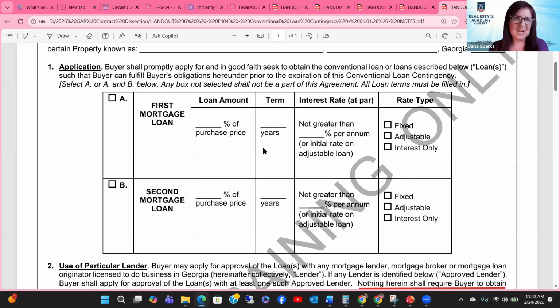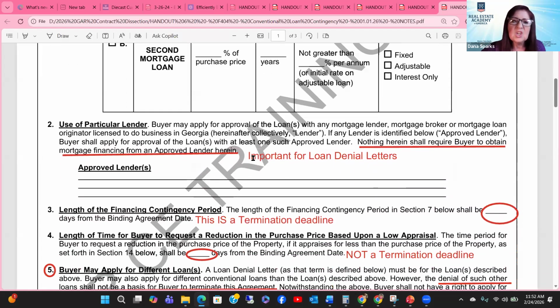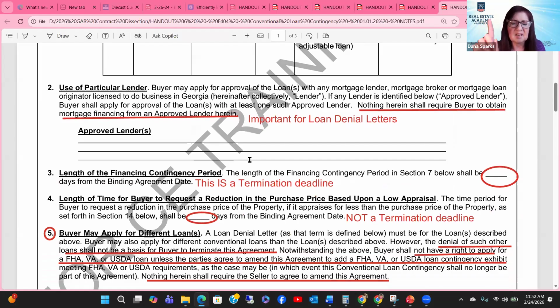You fill out this information, and you have to fill out this information. Buyers shall promptly apply for and in good faith seek to obtain a conventional loan described below and fulfill their obligations hereunder, meaning with respect to this exhibit, with all of this. So you fill in the loan amount, percent of, you guys know how to fill this out. Use of, I'm going to come back to that in a minute, so bear with me.